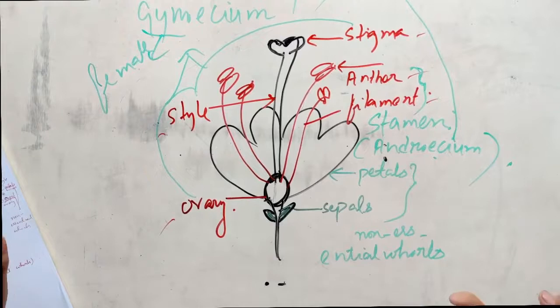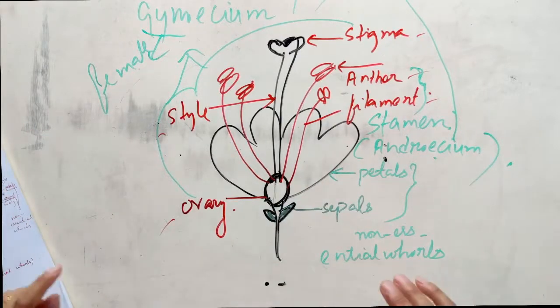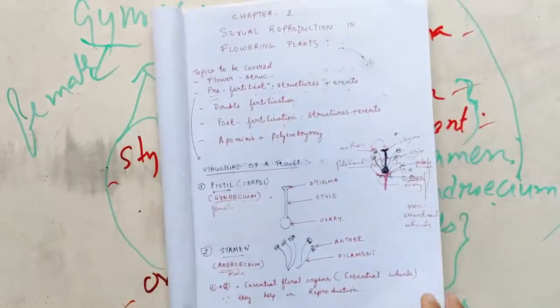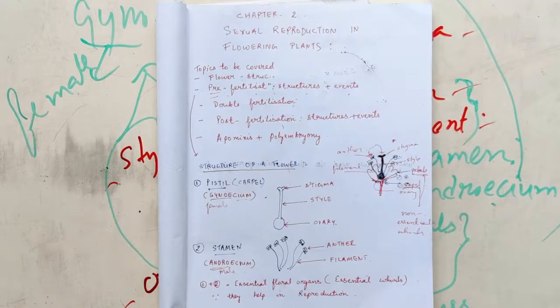So this is the structure of the flower. You have to know what are the essential parts and what are the non-essential parts. Essential parts: pistil, carpel, or gynoecium, and stamen, or androecium. These are essential organs. Non-essential parts: sepals and petals. Right? So now, what do we need to study here in the pistil and stamen?